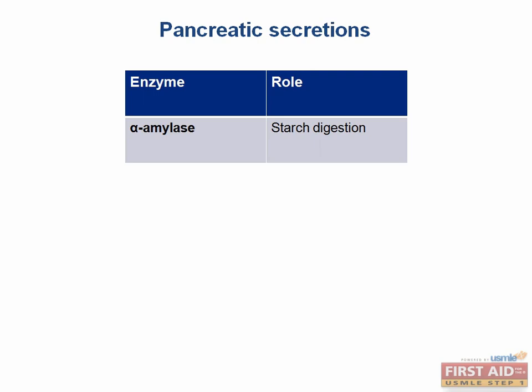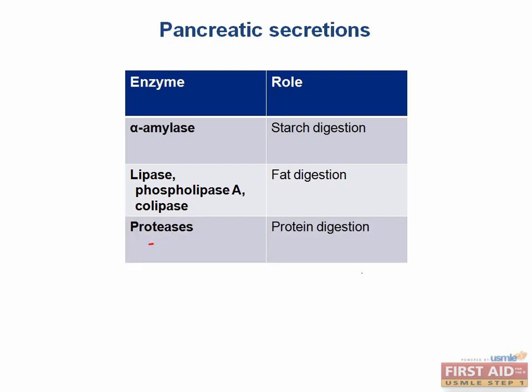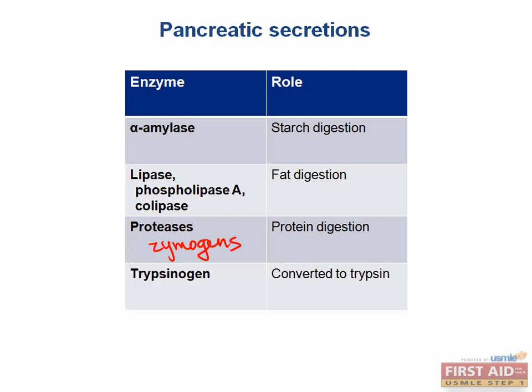Okay, so let's go over some of the direct pancreatic secretions. Alpha amylase is involved in starch digestion and is secreted in an active form. There are three enzymes that are important for fat digestion: lipase, phospholipase A, and colipase. The protein digestion enzymes are secreted as zymogens, which are inactive precursors that must be cleaved to become active. Examples of these are trypsin, chymotrypsin, elastase, and carboxypeptidases.